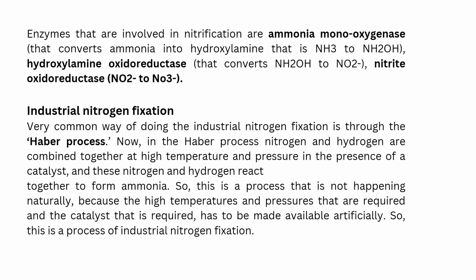Industrial nitrogen fixation. A very common way of doing industrial nitrogen fixation is through the Haber process. Now in the Haber process, nitrogen and hydrogen are combined together at high temperature and pressure in the presence of catalysts, and these nitrogen and hydrogen react together to form ammonia. So this is a process that is not happening naturally because high temperature and pressure are required as well as the catalyst. So this process is known as industrial nitrogen fixation.